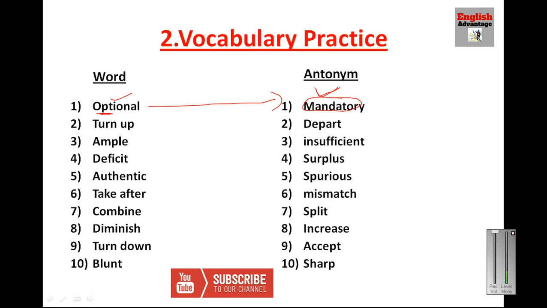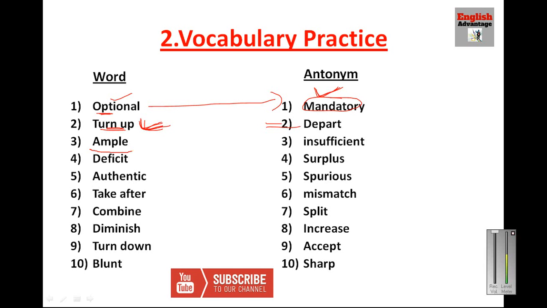Indispensable and inevitable. Now let us look at some phrasal verbs, which I have also included because I have found them very important, particularly for the cloze test. So turn up: if you say I could not turn up, it means I could not arrive, I could not reach. Turn up means to arrive. At the same time, depart means to leave something. So this will be the antonym of this.